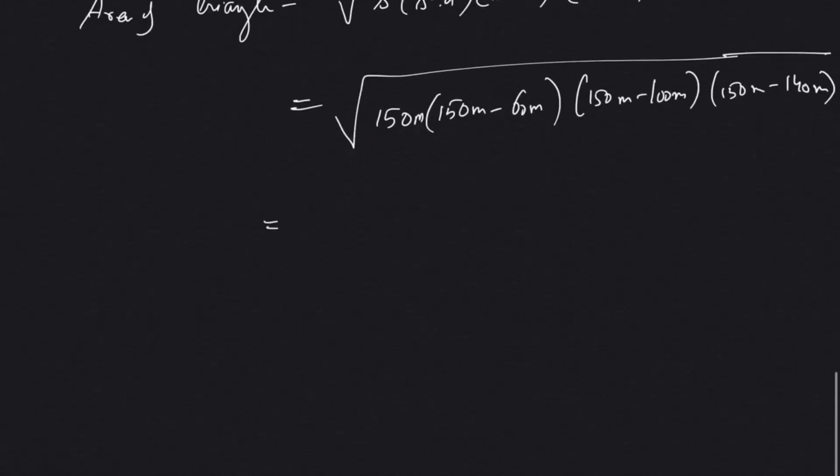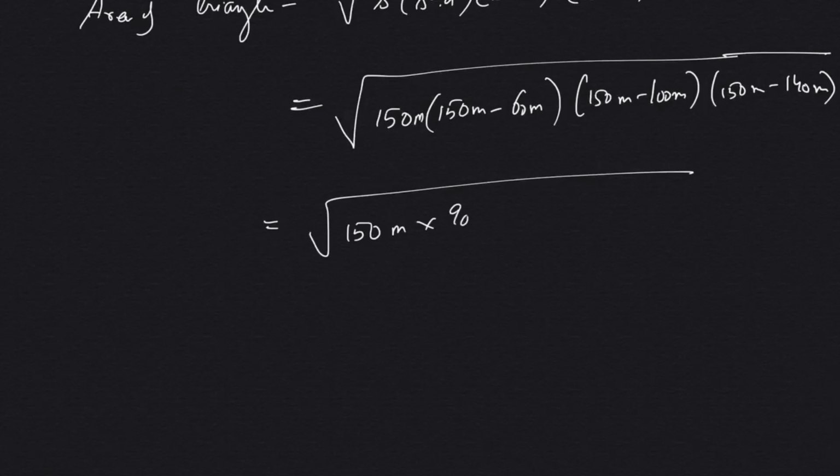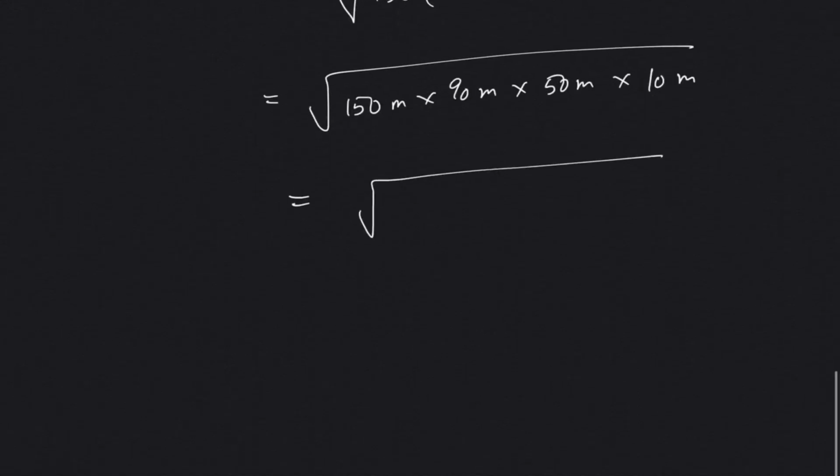So that will be 150 meter into, this is going to be how much? I believe 90 meter into this will be 50 meter, and this will be 10 meter. So there are different ways to solve. For me, of course, I can see this is a square root. That means one pair you take one out.